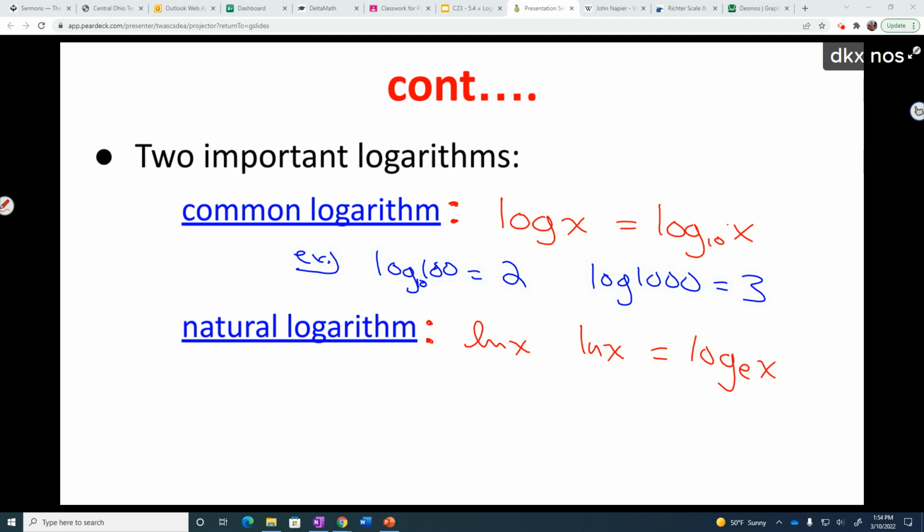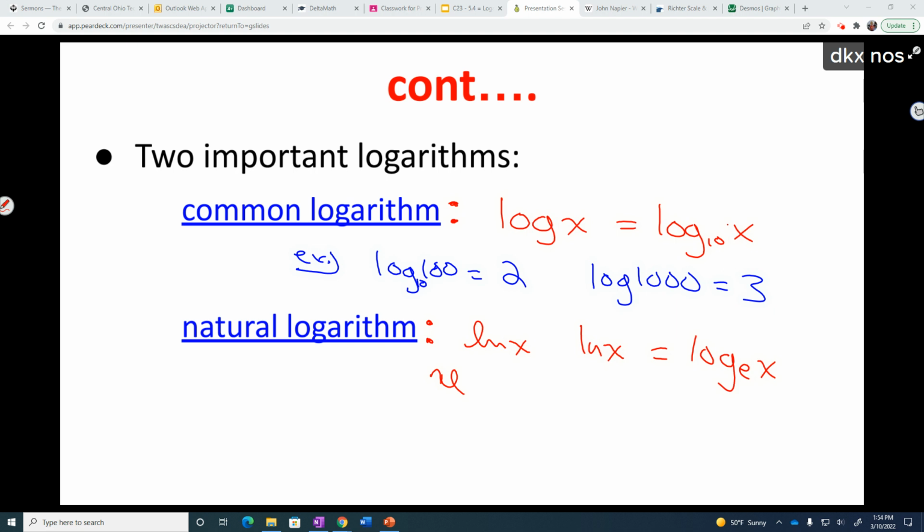What if it's ln being long? Long natural. Log natural. Yeah, I don't know why they made it ln instead of nl. Probably because it makes more sense to write that way. Long. Oh, yeah, probably, yeah.